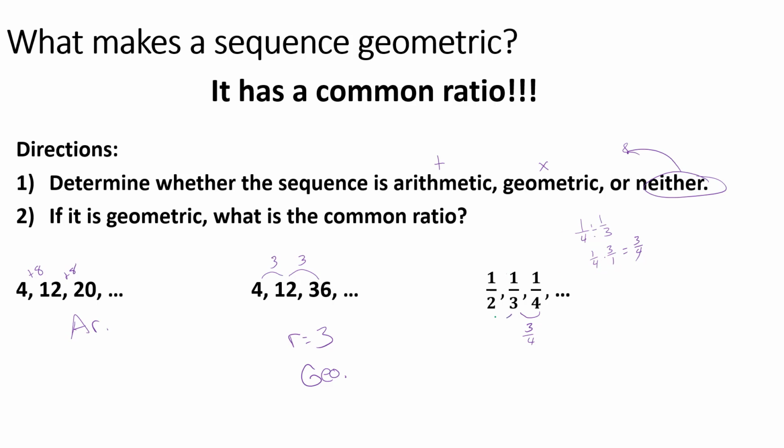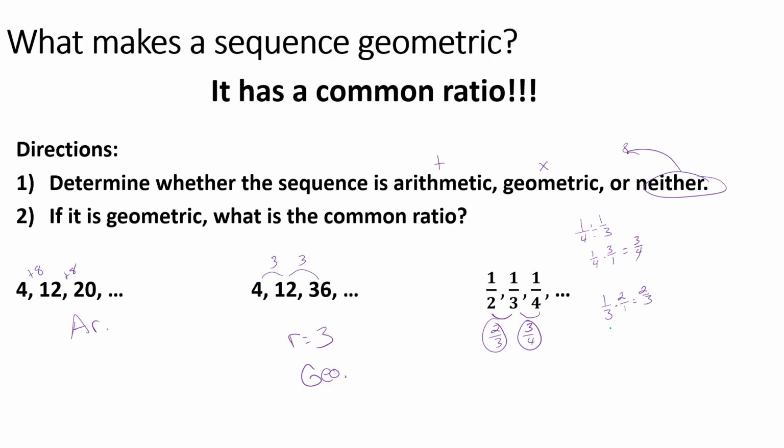Well, let's do the same to check our ratio here. 1/3 divided by 1/2. Well, now we end up with 2/3. Notice my ratio is not the same. All right, it can't be geometric, so that knocks 1 off the list.